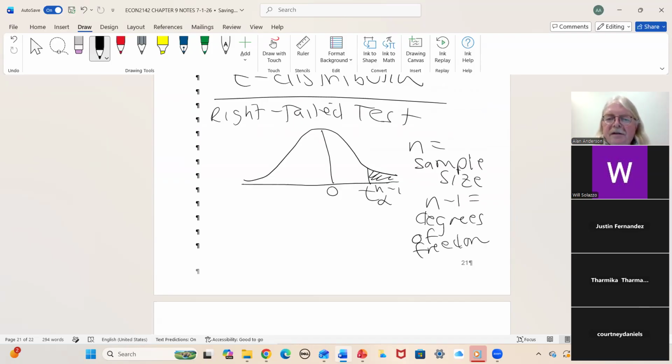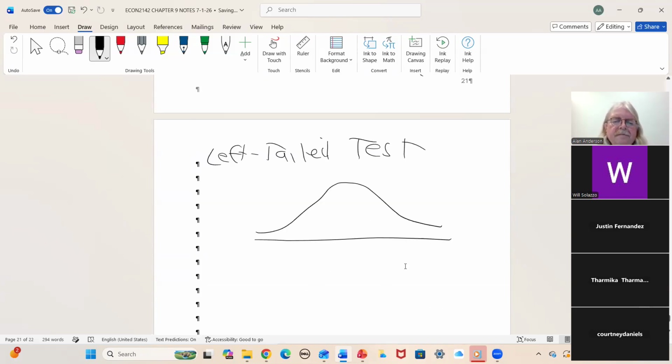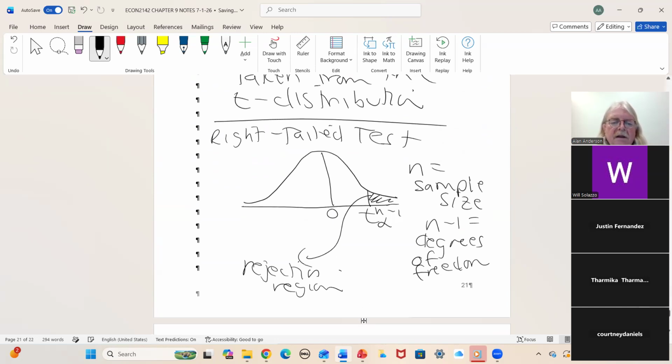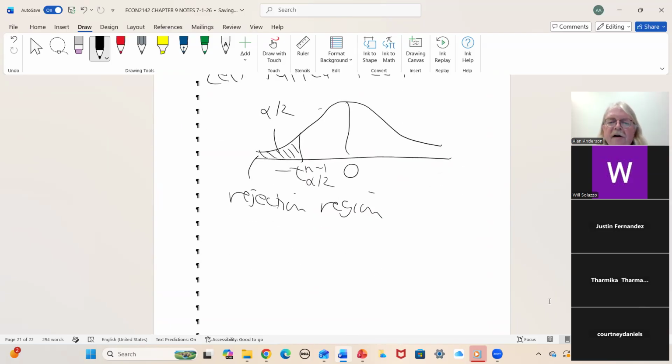Now the left tail test, you can probably guess where this is going. So that, again, that shaded region is our rejection region. And of course, the two-tailed test means we split the alpha up into two regions.